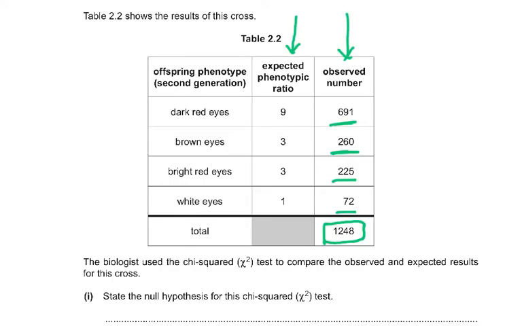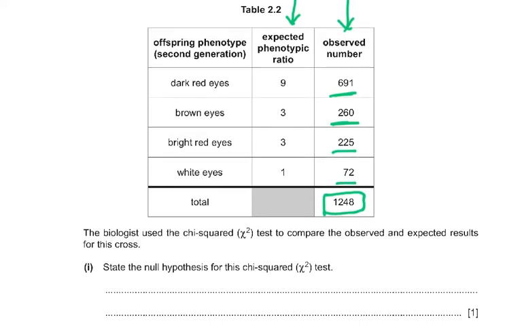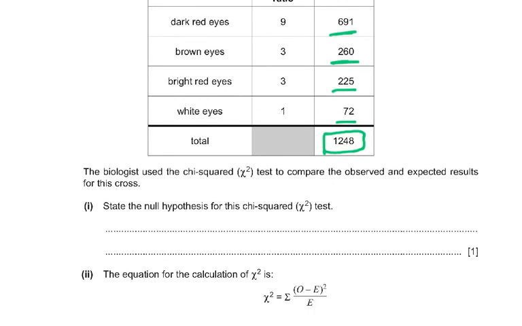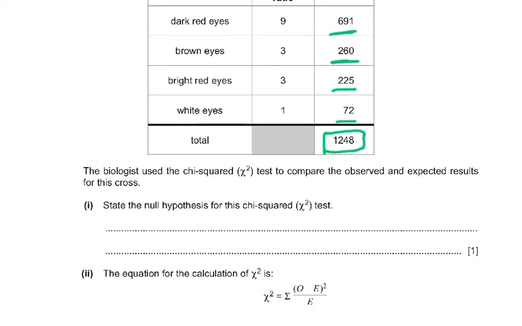Read all these very carefully, because, looking at the exam report, many of you talked about the expected phenotypic ratio. Then it says the biologist used the chi-square test to compare the observed and expected results of this cross. State the null hypothesis. There is no difference between the observed and expected results. That is the standard wording that we use for the null hypothesis in chi-square. You can't just say anything else. This is the only sentence that you can write: there is no difference between the observed and expected results.